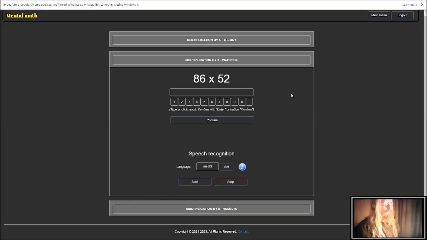Let's take a look at a few examples. 86 multiplied by 52. So 86 multiplied by 50 would be 4300, but we have to add 172. So our result will be 4472. So 17 times 50 would be 850, but we have to add 34 more, so that's 884.